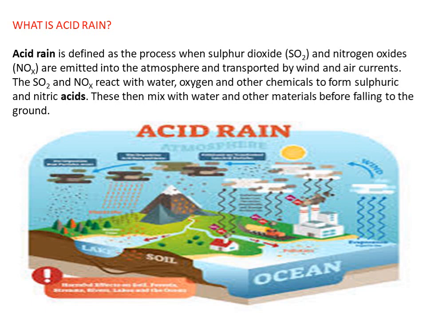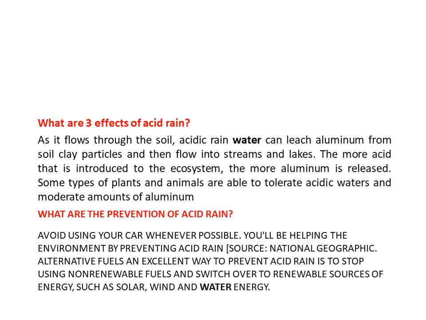The SO2 and NOx react with water, oxygen, and other chemicals to form sulfuric and nitric acid. Means SO2 reacts with water, it will form sulfuric acid H2SO4, and NOx reacts with water H2O and it will form nitric acid HNO3. This then mixes with water and other materials before falling to the ground. This is acid rain.